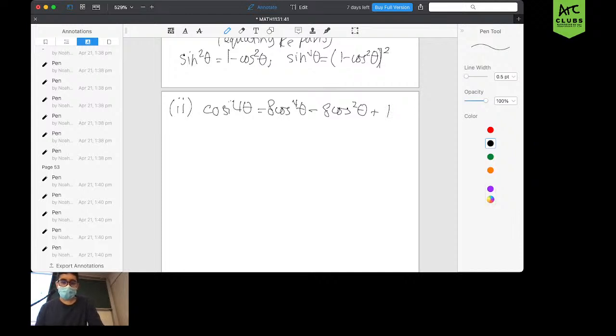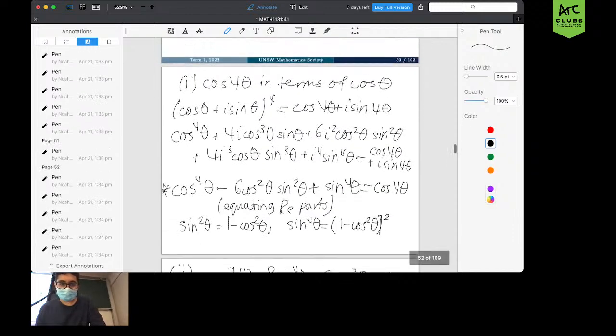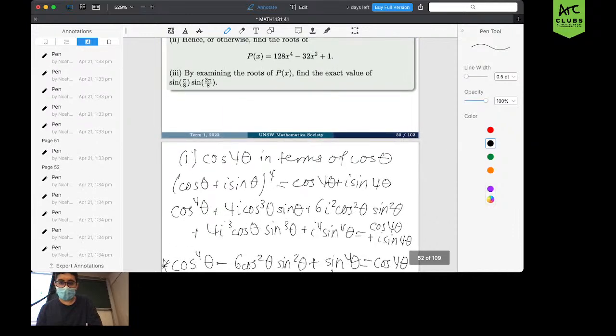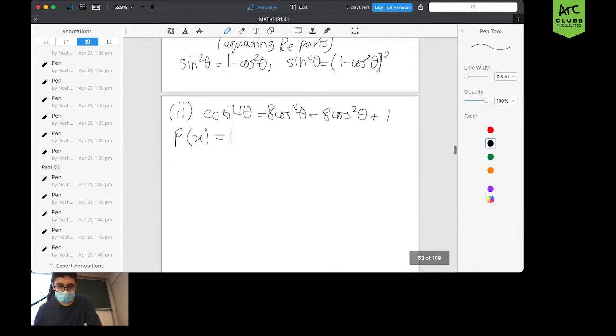And in part 2, in the question, they introduced this new polynomial. P of x is equal to 128x to the 4 minus 32x squared plus 1. So I'll just write that here. Now we're going to have to try find a link between these two polynomials. We can see that both the polynomials end with the constant term plus 1. So that's kind of hinting that there is some relationship between the two.